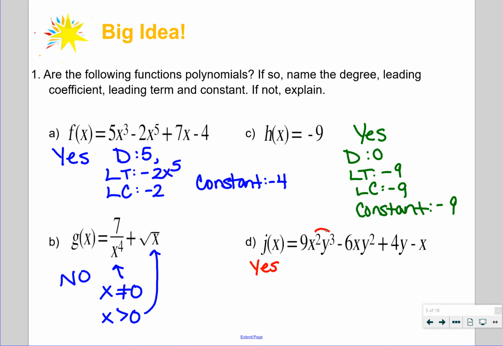So we would say that first term has a degree 5. My second term has a degree 3. My third term is degree 1 because there's just one variable, y to the first, and my last one, x to the first. Now, whichever term has the highest power, that's your leading term. So in this example, my leading term is what we see first, 9x squared y to the third, which means the leading coefficient is 9. The degree is the sum of those powers, 5. And then this one, do we have a constant, a number without a variable? So constant, you would just say none.